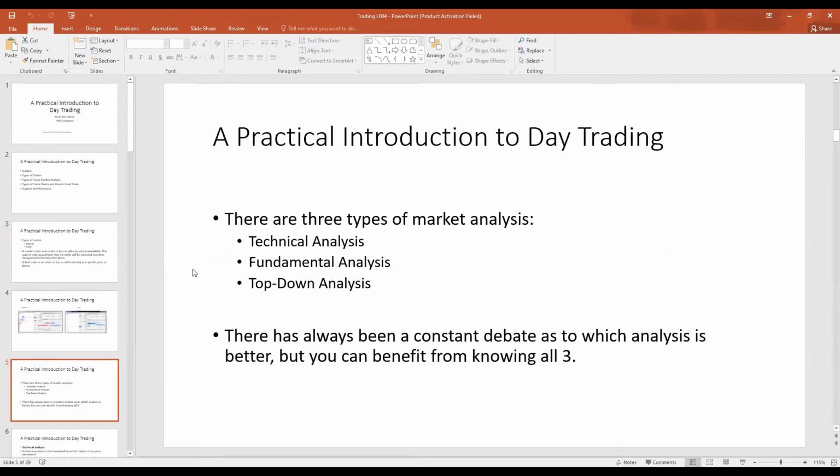Now we will proceed to the different types of market analysis. There are three main types of analysis. The first is technical analysis, the second is fundamental analysis, and the third is top-down analysis. There's often a debate between traders about which type of analysis is better. In fact, some traders say that technical analysis is better than fundamental analysis. In reality, the different types of analysis can help the trader make informed decisions and take winning trades.